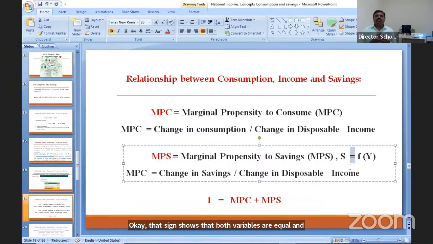So the marginal propensity to save means when the disposable income changes, then savings also change. For example, if the disposable income increases by 10%, then savings may also increase by 2% or 3%. But I assure you that if the disposable income changes by 10%, then savings cannot change by 20% or more than 10%. Are you getting it?